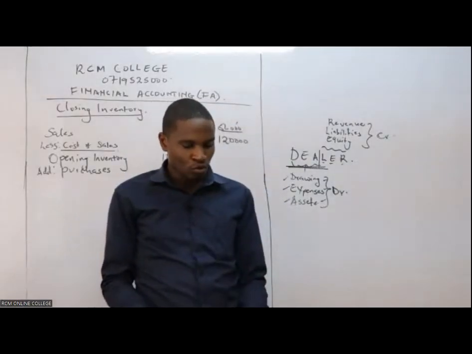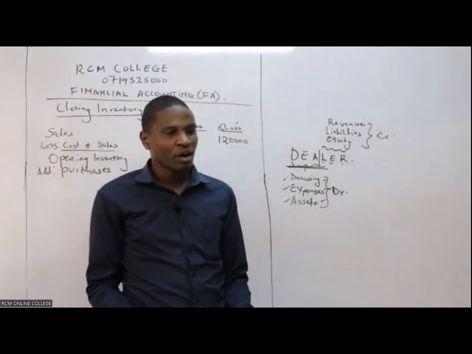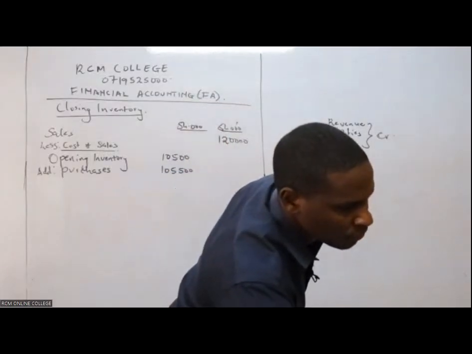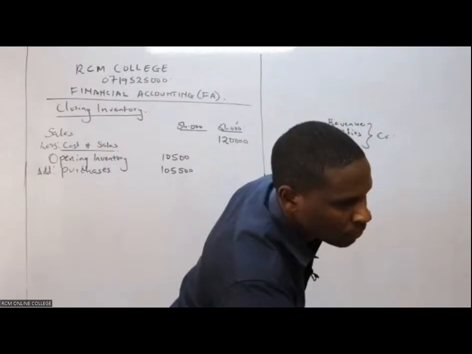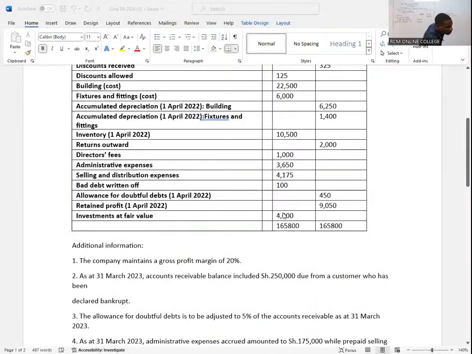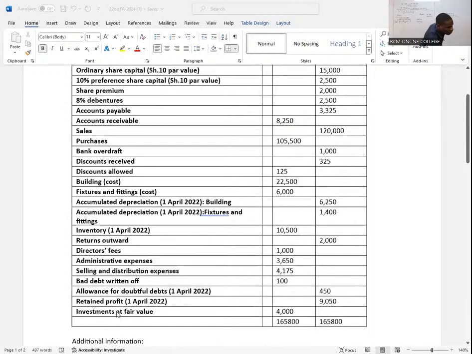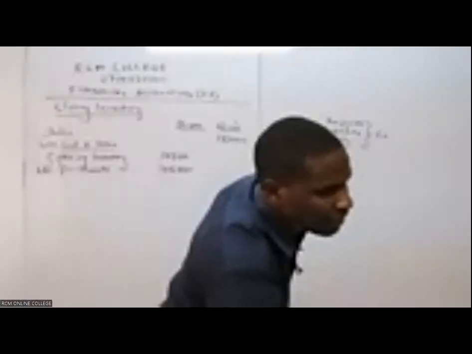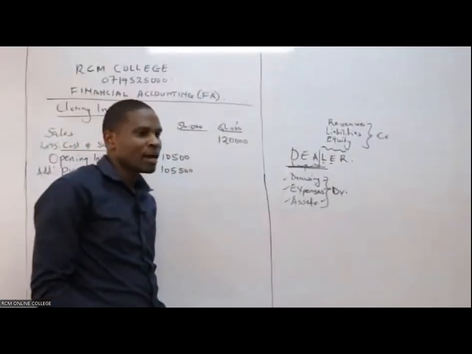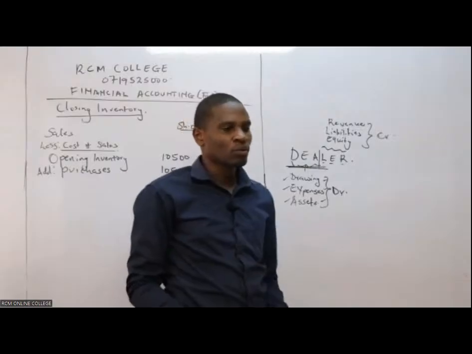Return outward. We've been given return outward. Let me share this for the sake of somebody who is wondering where Mwalimu is getting the figures. I hope you can see return outward just below the inventory. We have 2,000. Now, can you tell me, do we add return outward or do we less it?